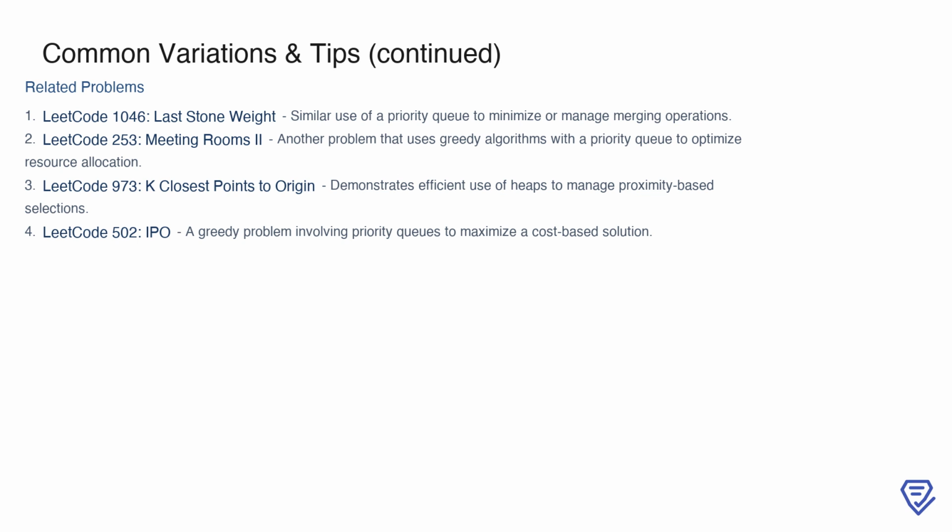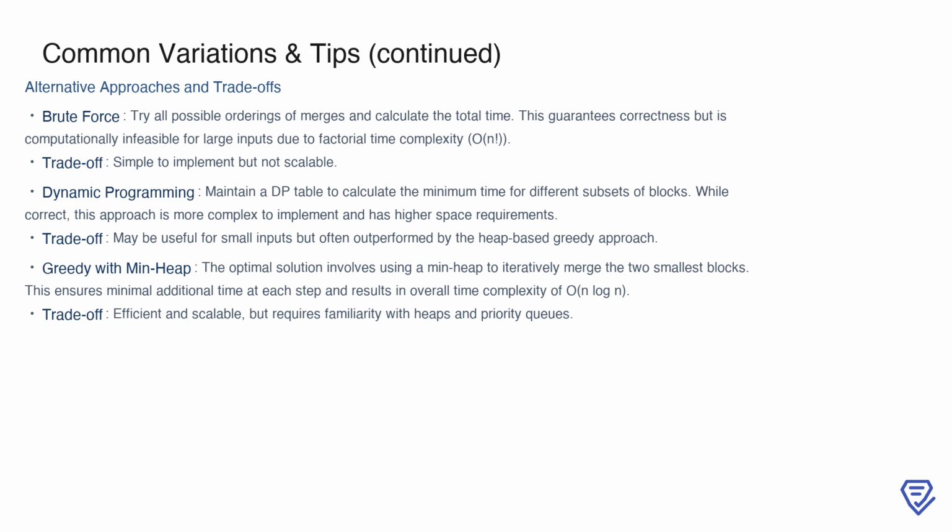Finally, LeetCode 502, IPO, is a greedy problem that also uses priority queues, but in a scenario where the goal is to maximize a cost-based solution. These problems help reinforce the importance of using heaps and greedy techniques effectively, and practicing them can strengthen your ability to solve similar challenges. When considering alternative approaches, brute force is the most straightforward method.